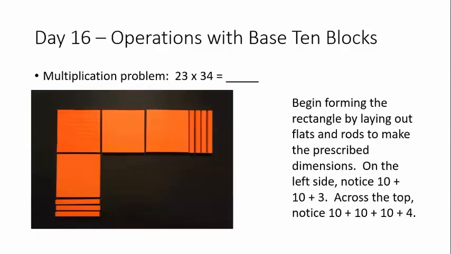Let's look at another multiplication problem. This time we want to multiply 23 by 34. We will again begin with a rectangle. My first factor is 23. So I will be using 2 flats and 3 rods down the side, as you can see in the picture. Remember, the edge of each flat is 10 units. So I have 10, 10, and 3. And to make 34, I will need 3 10s and 4 1s. So I have 3 flats across the top and 4 rods.